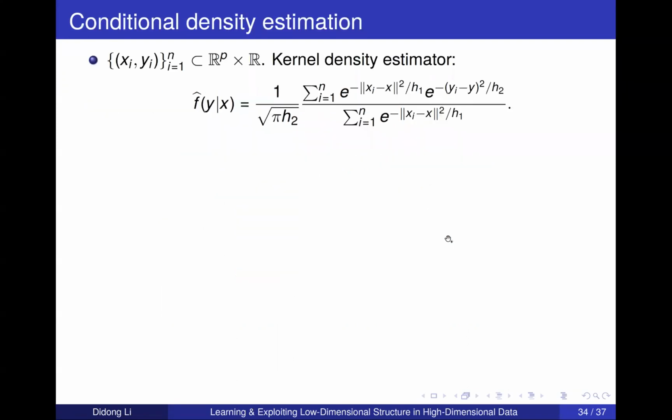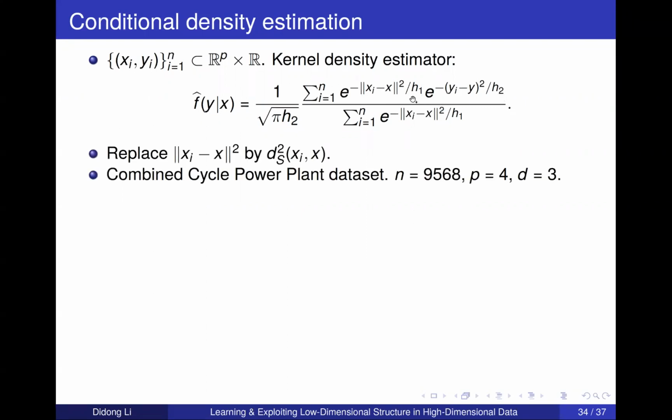Okay, another application is the conditional density estimation. This kernel density estimator is very popular. So this X acts as some covariates in R to the P, and Y is the response. Given some covariate X, we want to estimate the conditional density of the response Y given X. And here is the kernel density estimator, where this kernel is chosen to be the Gaussian kernel, e to the negative distance squared, divided by H1, where this H1 and H2 are 2 bandwidths.